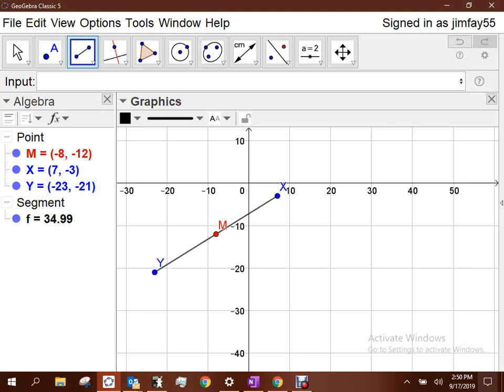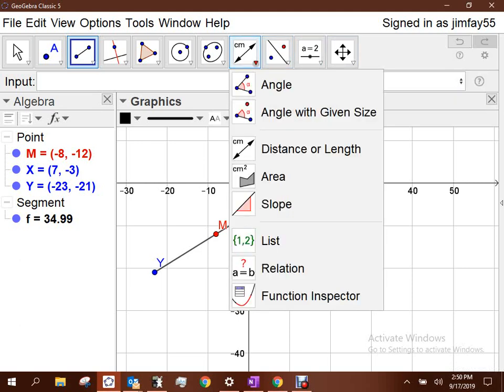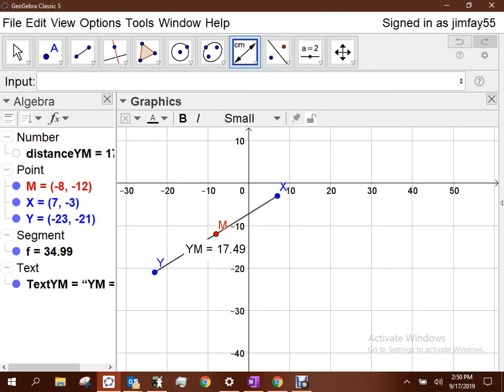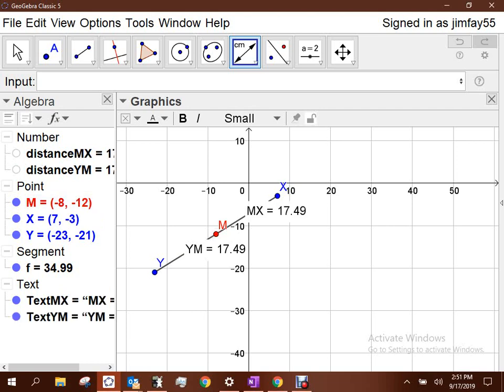But even more, I can actually click on the distance tool here and click Y to M, and it'll actually tell me how far that is. Okay, so 17.49 units. That's how that question in your homework that popped up asked you to find the distance. That's what you'd be looking for. And I'll show you how to do that today with a formula. If I go M to X, then I get 17.49. Is that confirmation that we've done everything correctly here? It put M exactly in the middle between X and Y. Okay?